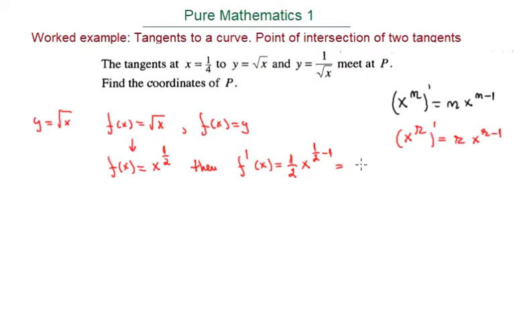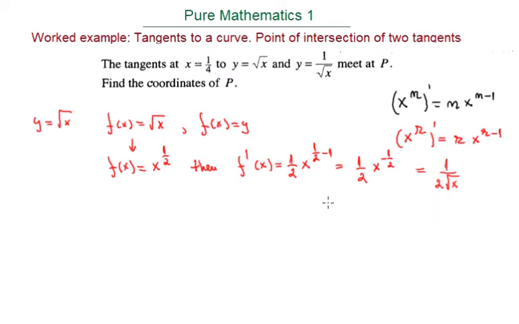This is then equal to 1 over 2 times x to the power of minus 1 over 2. Now x to the power of minus 1 over 2 is 1 over x to the power of 1 over 2, which is 1 over the square root of x. So then we know that this is 1 over the square root of x times 1 over 2, which will be 1 over 2 times the square root of x.